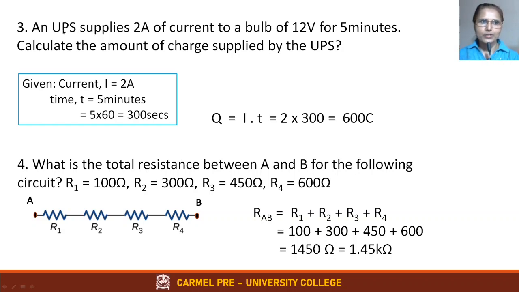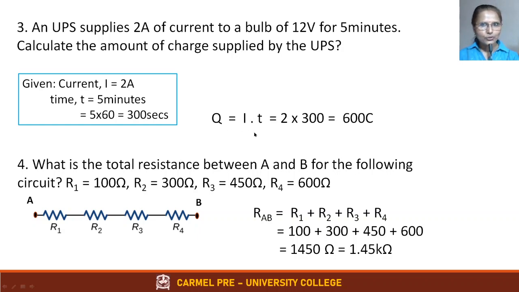Let us take the third problem. A UPS. What does UPS stand for? Uninterruptible power supply. Many of you may have one at home. A UPS supplies 2 amps of current to a bulb of 12 volts for 5 minutes. Calculate the amount of charge supplied by the UPS. So what is given? Current is given, bulb voltage rating is given, and for how much time it is used is given. Now what do we have to find? Charge we have to find. The equation for charge is I is equal to Q by T, or Q is equal to I into T.